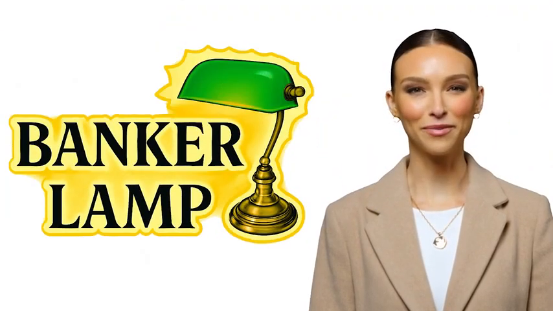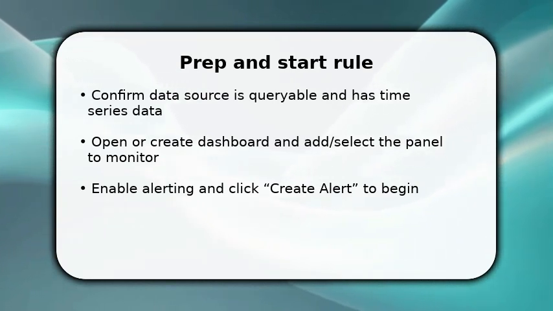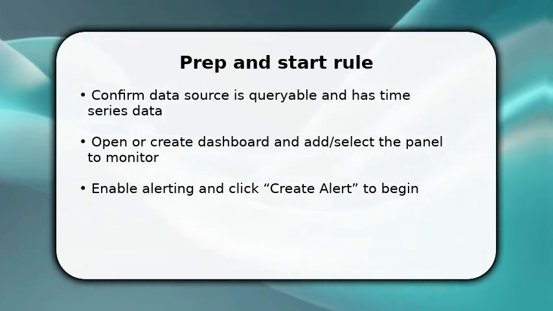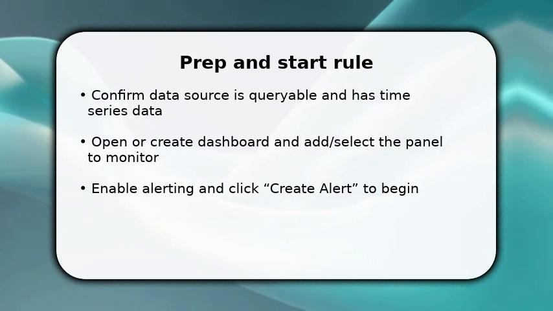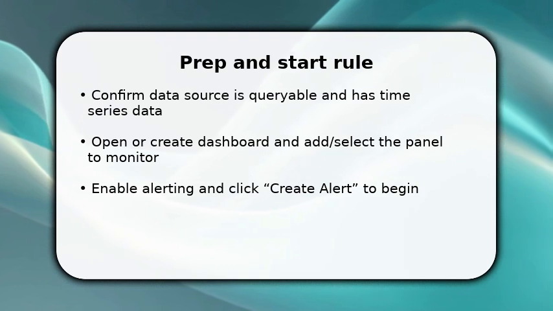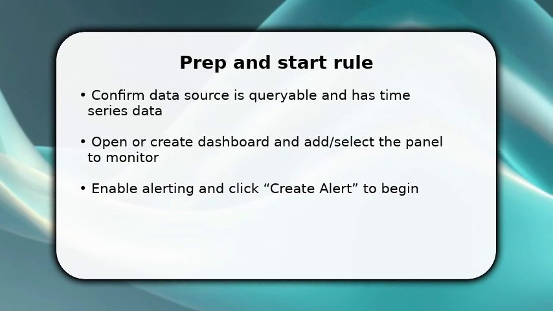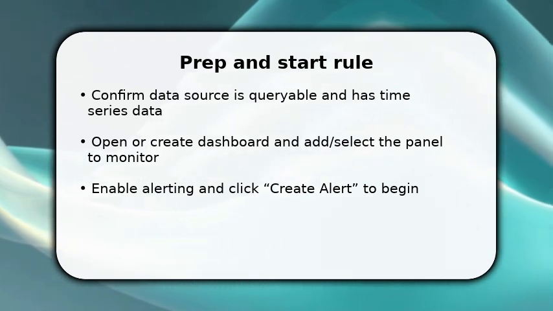Please enjoy the video. You're starting with a working Grafana data source and a dashboard panel you want to monitor. First, verify queries return recent time series points so alerts use reliable data. Once done, open the panel's alerting options and choose Create Alert. This begins the rule editor.